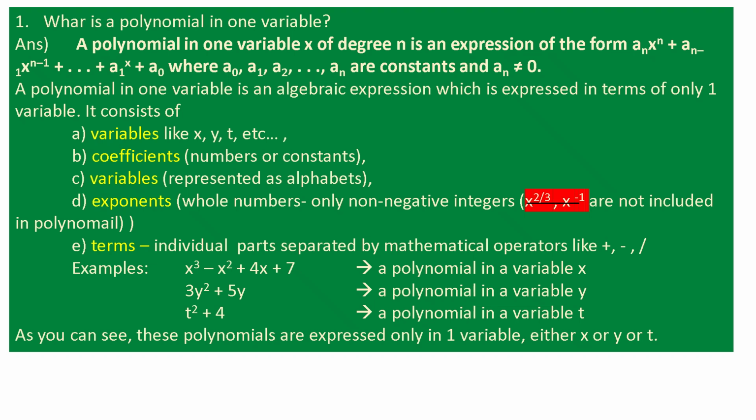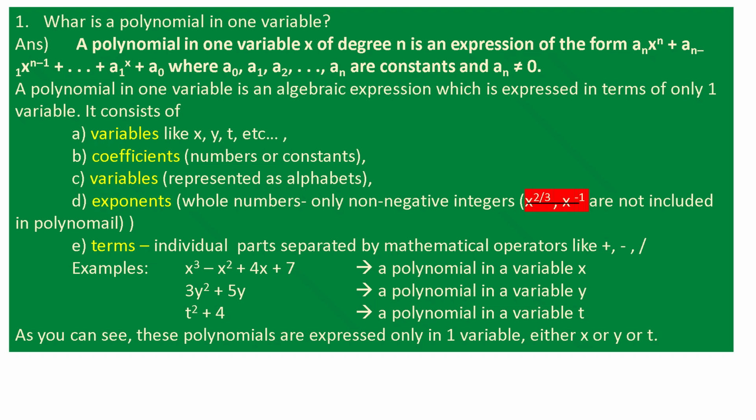So, a polynomial in one variable is an algebraic expression which is expressed in terms of only one variable. Not more than one variable will exist in a polynomial in one variable. But with multiple variables also, polynomials can exist.